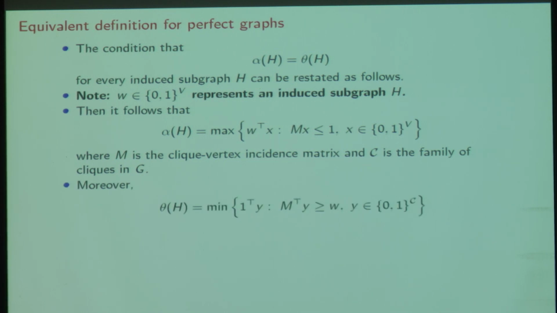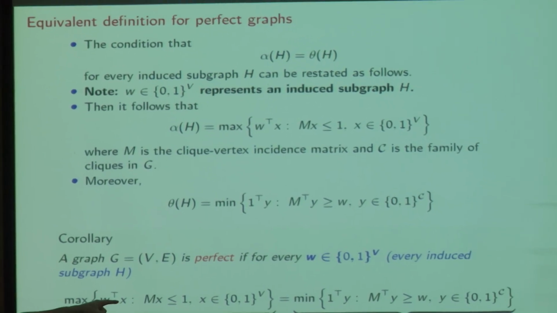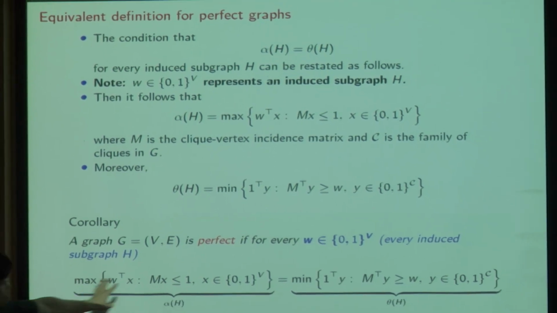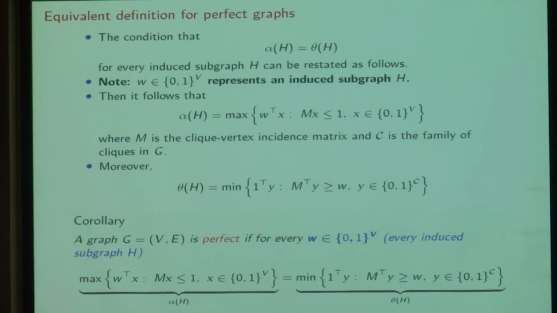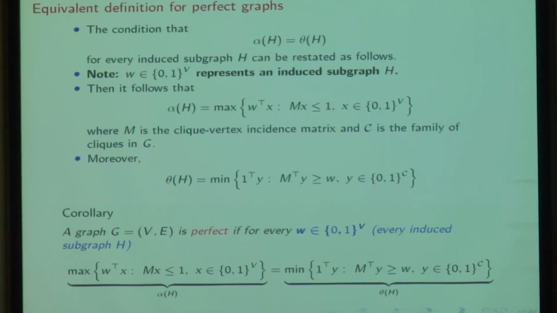And the clique cover number can be found by solving this integer program. You can see that the maximization program and the minimization program are in a dual relationship. So we say that a graph is perfect if for any 0,1 weight, this max problem, which is the packing problem, is equal to the min value. So this is the integer programming definition for perfect graphs.